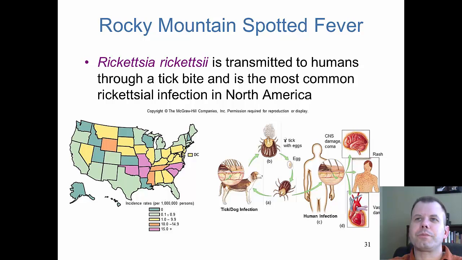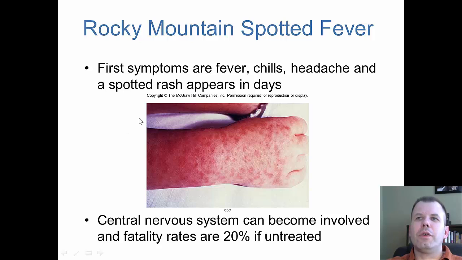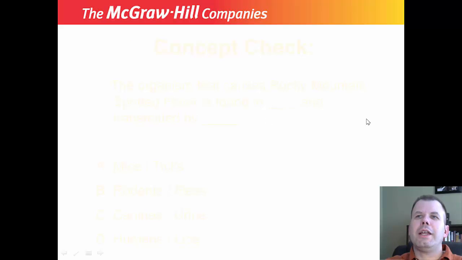So these are a couple of things that you can see associated with Rocky Mountain spotted fever. Okay. Now again, the first symptoms are fever, chills, headache, and a spotted rash that appears. And again, this will be all over the body. The central nervous system can become involved, and fatality rates are about 20% if left untreated. And so again, if you're seeing rashes and things like this, it's time to go to the doctor and say, hey, I've got something going on. I think I got bit by a tick, and now I have some of this disease. And again, doing the serological testing, they can look for the pathogen in the blood and then treat you with certain antibiotics.